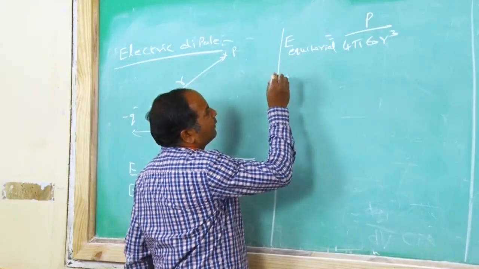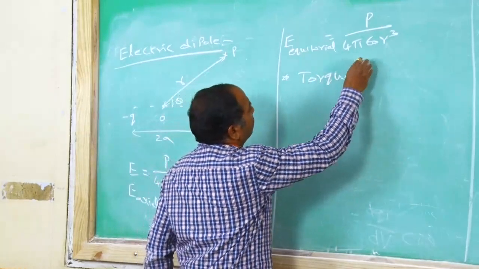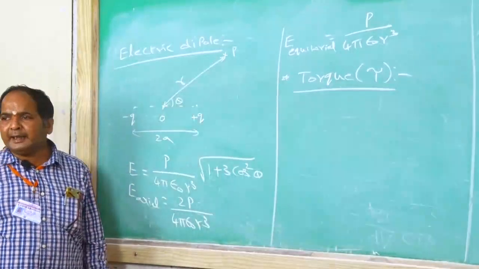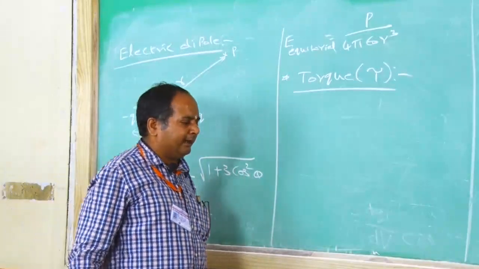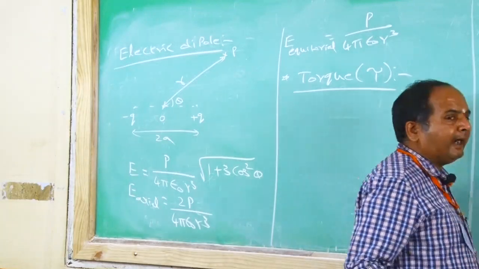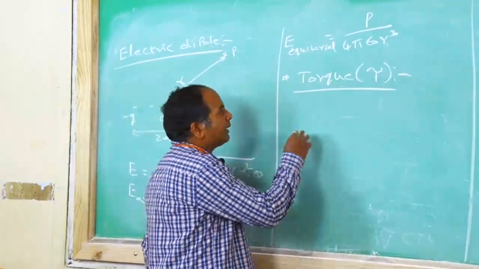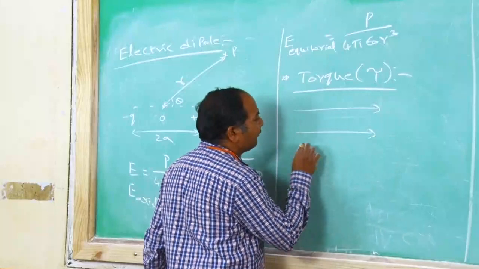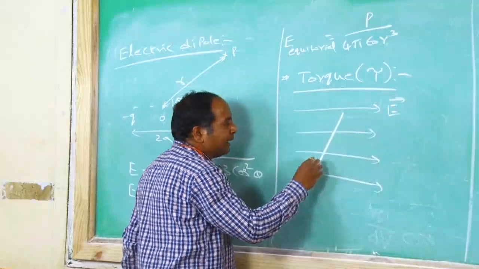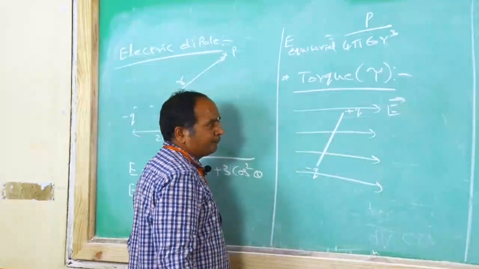The another one what you should remember, in the case of dipole, torque also you should remember. Torque means what? If any two equal and opposite forces are acting about a certain point and it gives the turning effect, then that is said to be torque. Suppose that I assume that this is the electric field E bar. Here I kept one dipole such that this is a negative charge and this is a positive charge.